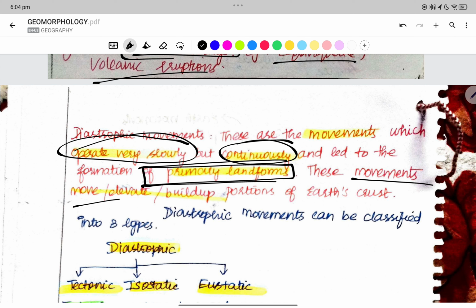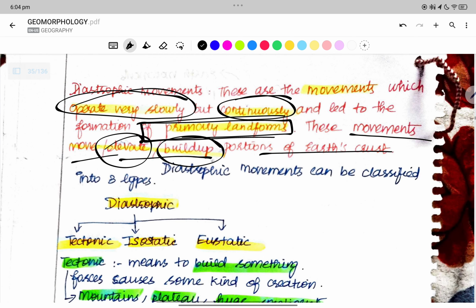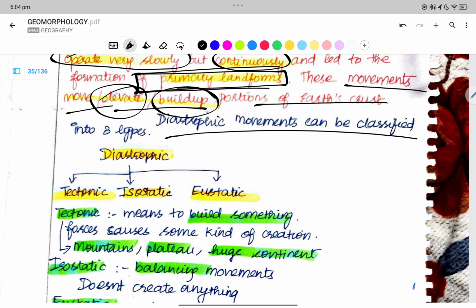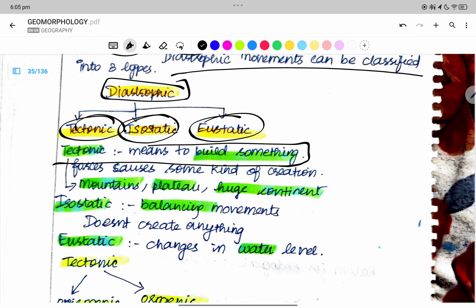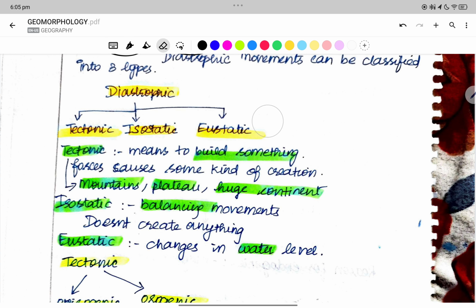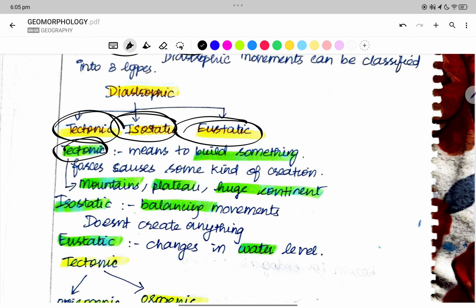These movements build up and elevate portions of the Earth's crust. Diastrophic movements can be classified into three types: tectonic, isostatic, and eustatic. Tectonic means to build up something. These are forces which cause some kind of creation.